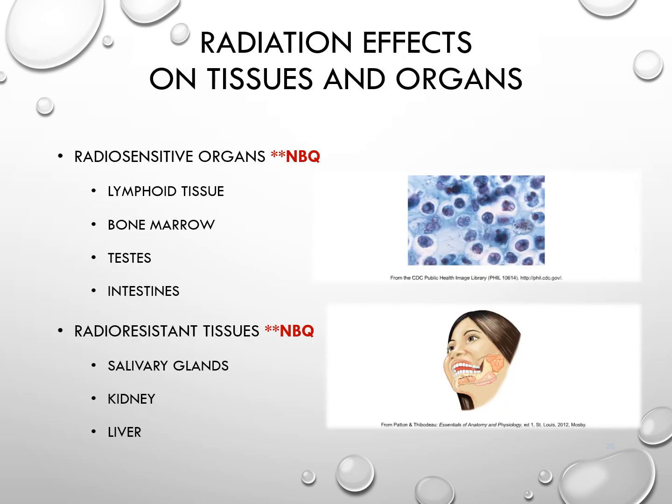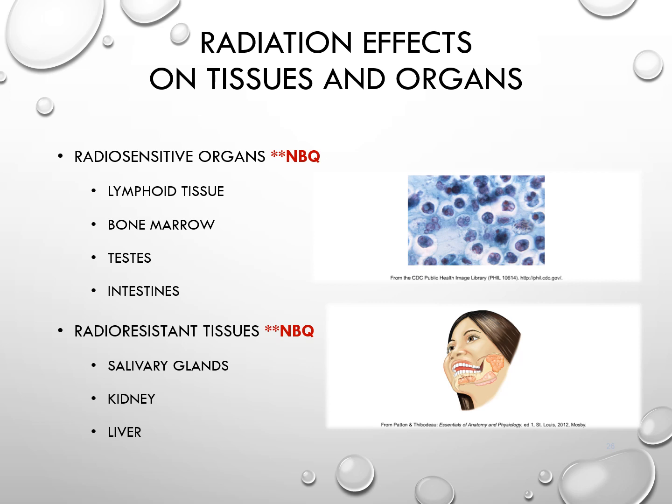Okay, so then table 4-2, and that's going to be on page 35. That is a wonderful table looking at the types of cells that are radiosensitive or radioresistant. Radiosensitive organs will include the lymphoid tissue, bone marrow, testes, and intestines. Testes also include ovaries, any type of reproductive organ. And then radioresistant tissues are going to be salivary glands, kidneys, and liver.